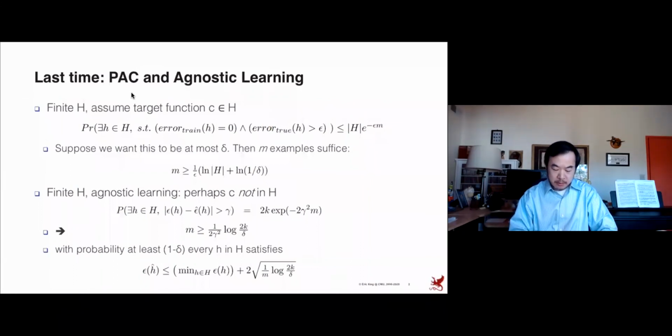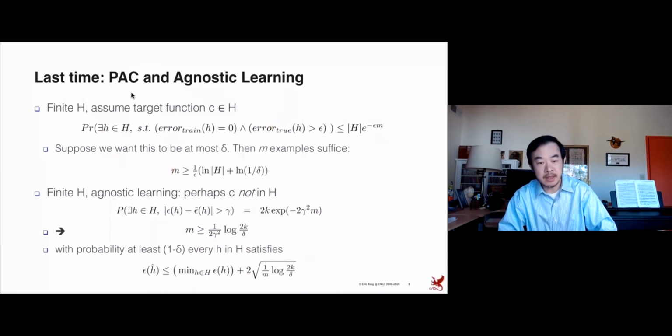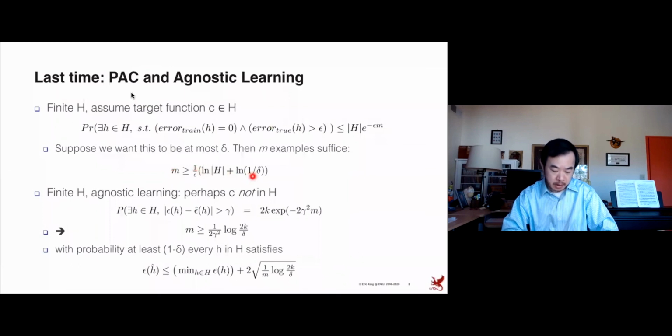And according to that, we can start to characterize or estimate roughly how many examples are needed to reach a small error with a high probability, okay?